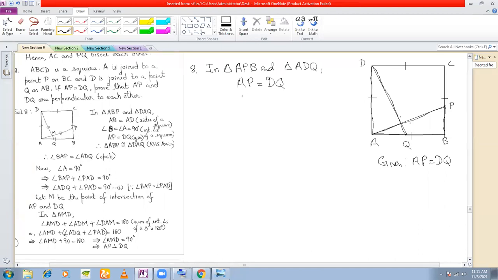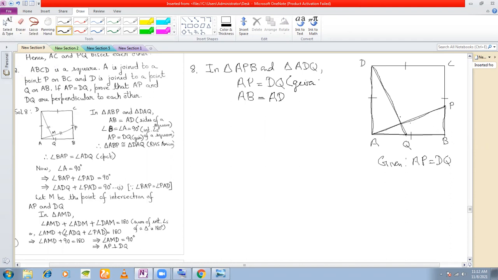AD is equal to AB. Okay, AB is equal to AD because we are writing triangle APB first here. That is why we are writing AB here first. So AB is equal to AD. So the first one was given.